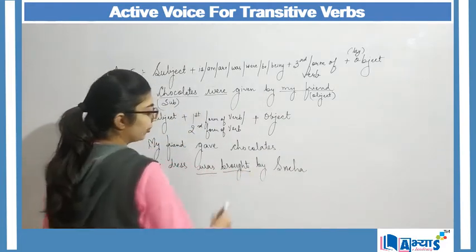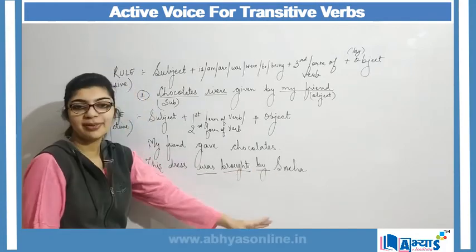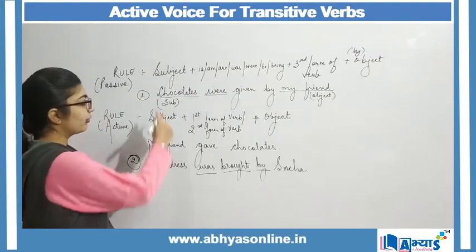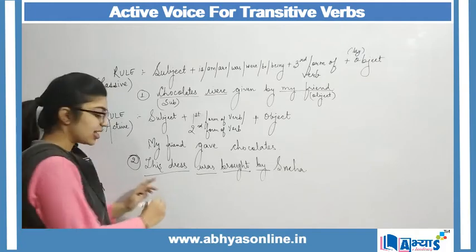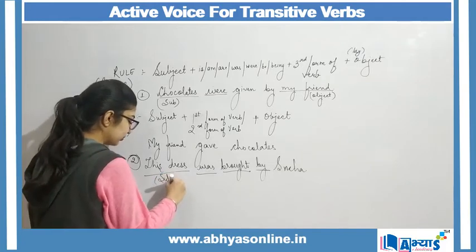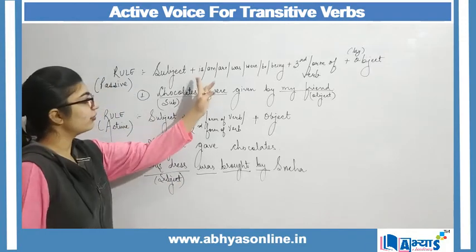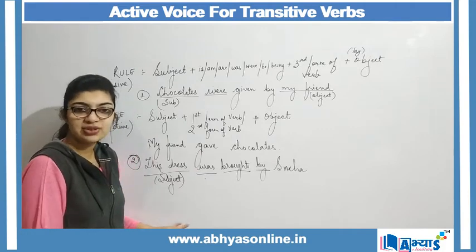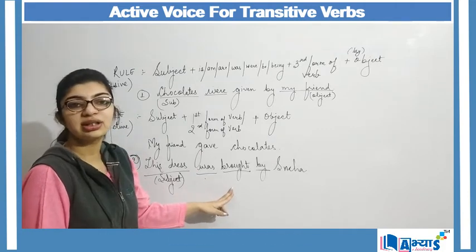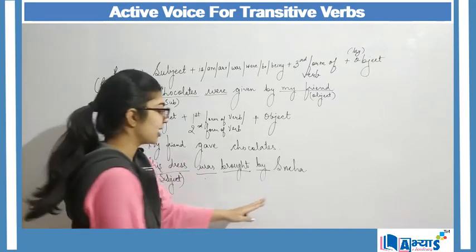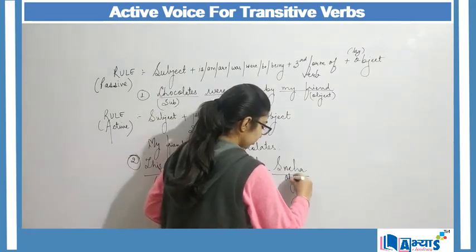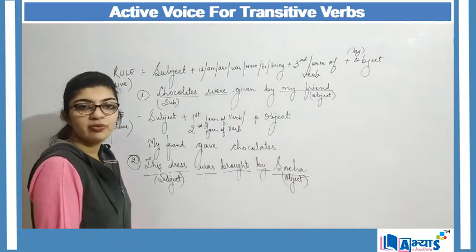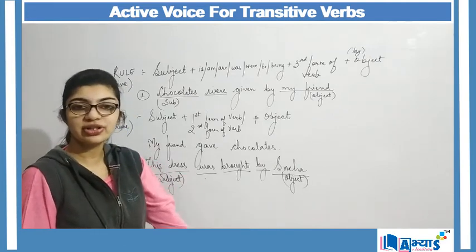Now was and brought and by, I know that my sentence is in passive form because the rule completely matches over here. So from this rule I am clear that this dress is my subject. Out of all these helping words I am making use of was, which means that I am using a past tense. Brought is a third form of verb. By and Sneha over here is my object.